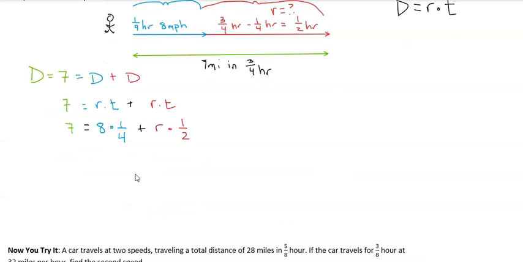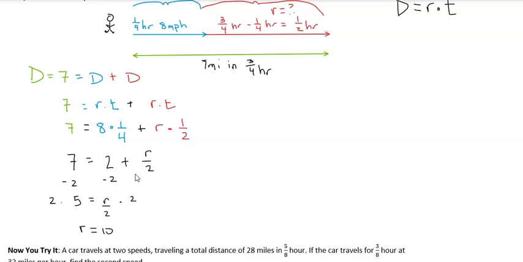All right, I just had to move this up to give us a little bit more room, but we've got 7 equals 8 times 1/4, or 1/4 of 8, or 8 over 4 is 2, plus r over 2, or r times 1/2, however you want to think about that. I like to have it a little more tidy so there's fewer things to look at, so I usually put them together. So we're going to subtract 2 from both sides, and we get 5 equals r over 2. Multiply both sides by 2, and we get r equals 10.